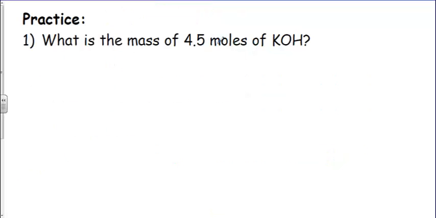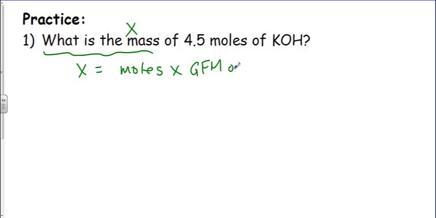What is the mass of 4.5 moles of KOH? So first we're going to say, all right, we know we have to solve for the mass. What is the mass? So that's going to be equal to X. And then we have the moles times the GFM of KOH. Okay, so we know what the moles are, 4.5 moles times, and then we have to figure this one out to give us the mass, or X.